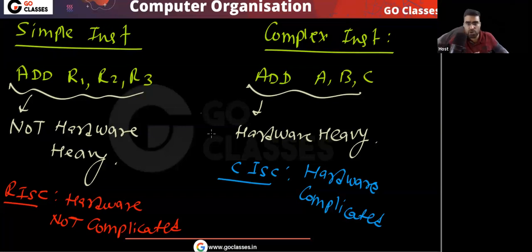In the CISC computer, for every instruction, you are doing a lot of work. So you can see that for the CISC computer, the hardware will be complicated, and for the RISC computer, the hardware will not be so complicated. Okay. So all these things, are they clear?